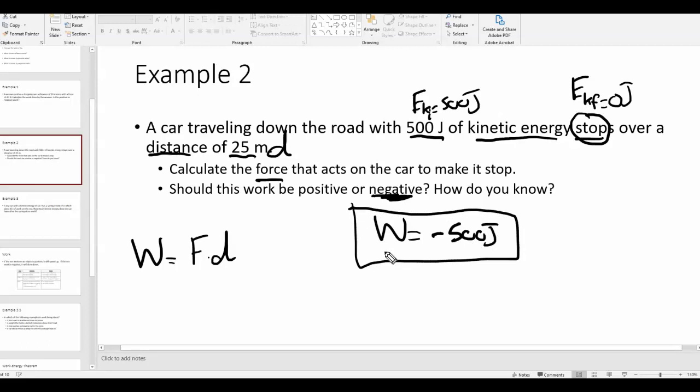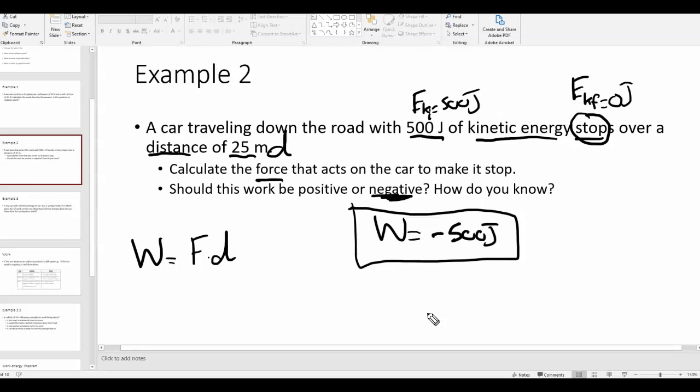Okay, and so this is partially a calculation question and partially a concept question. Okay, the concept is, do you understand that work is telling you how much energy you're gaining or losing? And in this case, if you read the problem, you can figure out we're losing 500 joules of energy.